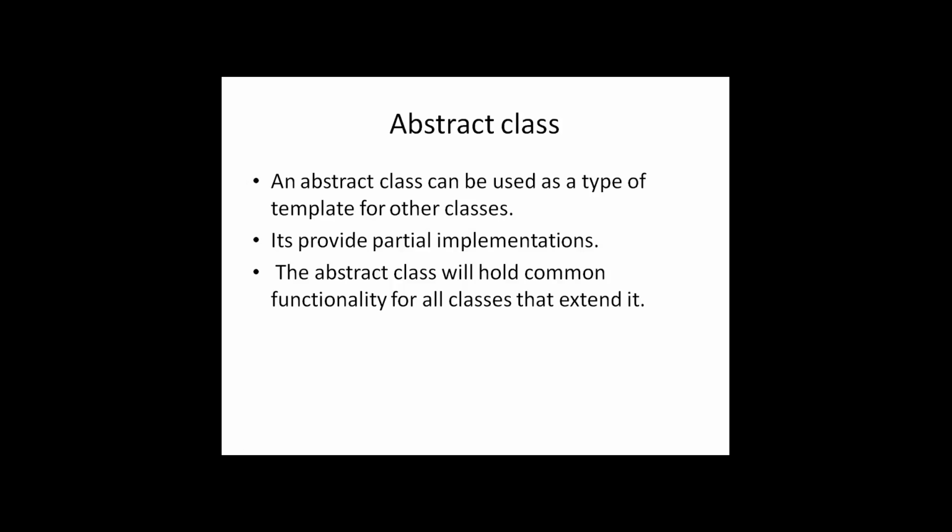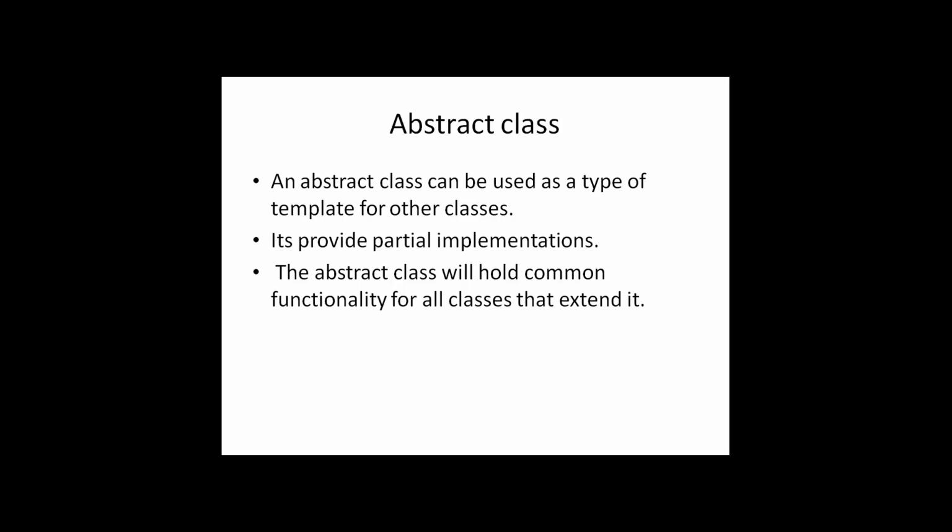Abstract class can be used as a type of template for other classes. It means an abstract class may or may not contain an abstract method. Okay, what is an abstract method? A method that doesn't have any body is known as an abstract method. So the question is: why are we declaring a method in a class that doesn't contain any body?